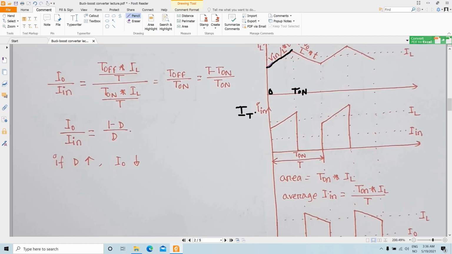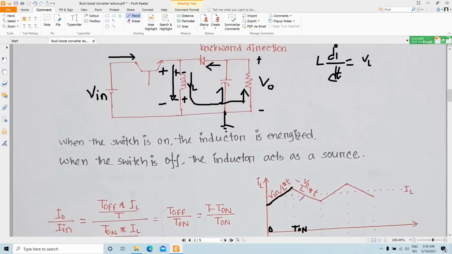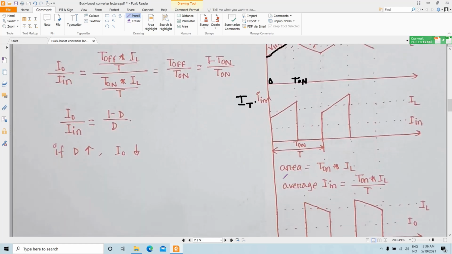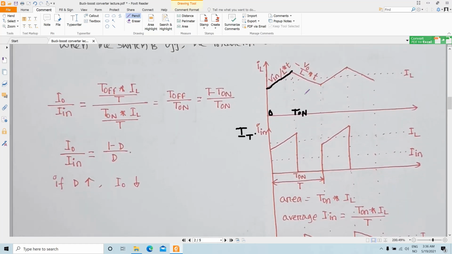So during the on time, the inductor current is the same as the current flowing through the transistor. On the other hand, during the off time, the current in the diode is the same as the current flowing through the inductor. So the current in the diode is like this, the same as the inductor current in this part.